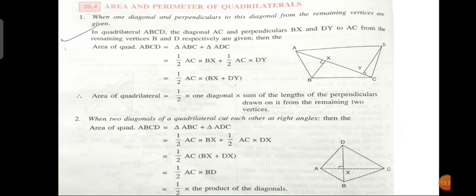The area of the quadrilateral: a quadrilateral has 4 sides, and there should be a diagonal. What is a diagonal? Opposite vertices are joined to form a diagonal. So there is a diagonal, and you can draw perpendiculars to the diagonal. That is drawn in the figure which is given on the right side.